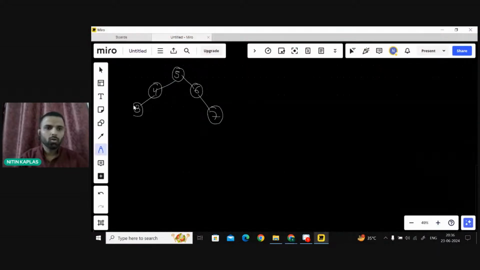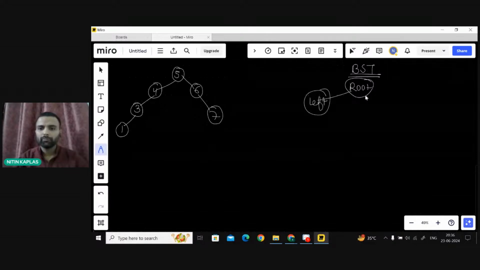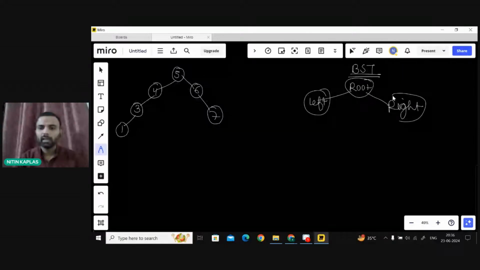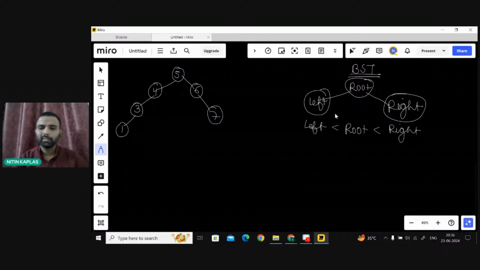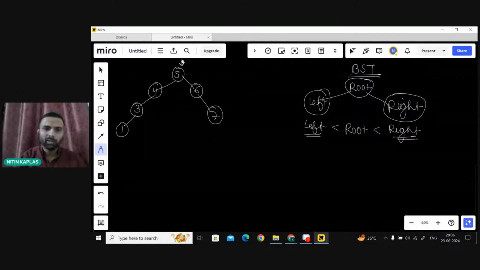Now, if you know the property of BST, its property is very simple. This is your root, and this is your left node, and this is your right node. The BST property is very simple: the root will be less than the right, and the root will be greater than the left. It's not about just the left node, it's about the left subtree, the whole left subtree, you can assume that.